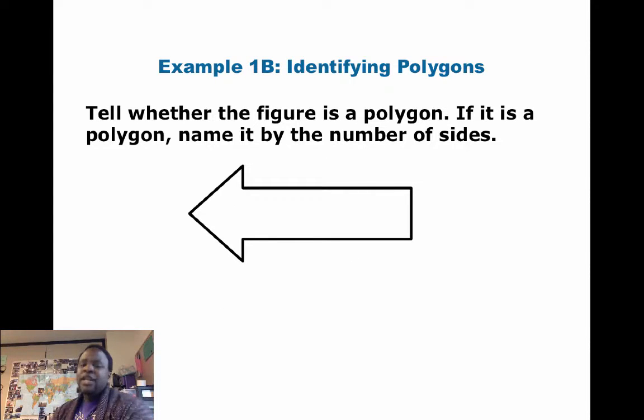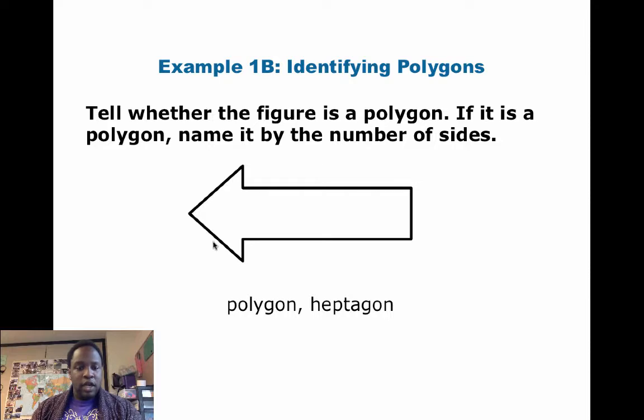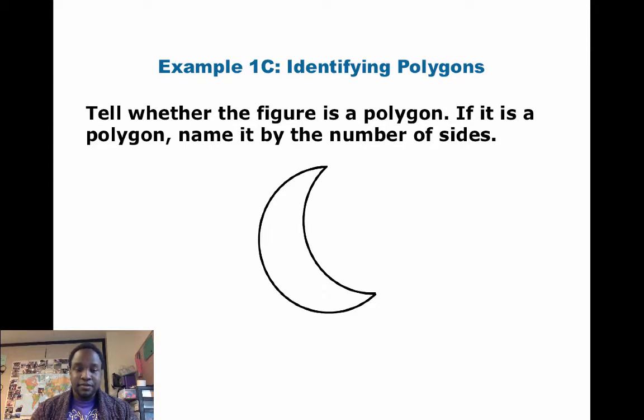Next, is this a polygon? This arrow. Well, all the sides are straight, or segments, and all the segments end in vertices. So that's great. So this is a polygon. Oh, and it's a heptagon because there are 1, 2, 3, 4, 5, 6, 7 sides. It's a strange looking polygon. We typically don't think of this as a polygon, but it falls under the definition of polygon. Right, is this crescent moon a polygon? No, it is not. It is not a polygon because it has curved sides, so the sides are not segments.